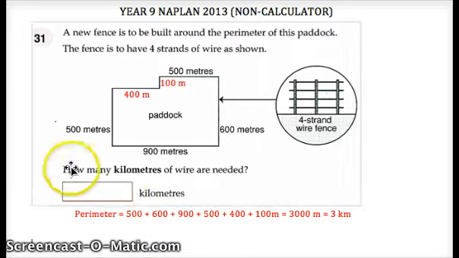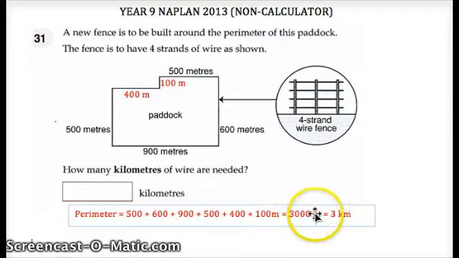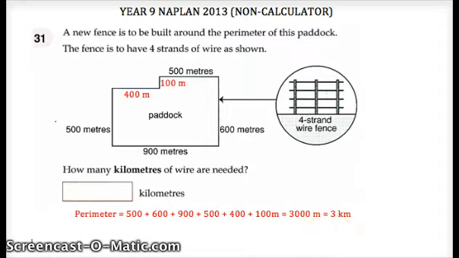Now notice they're saying how many kilometers of wire are needed. We should convert this 3000 meters into kilometers, and to do that we divide by 1000 because there are 1000 meters in every kilometer. So 3000 divided by 1000 is 3 kilometers.